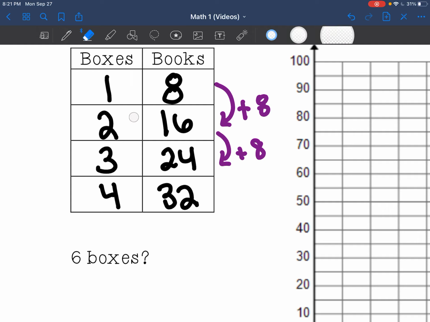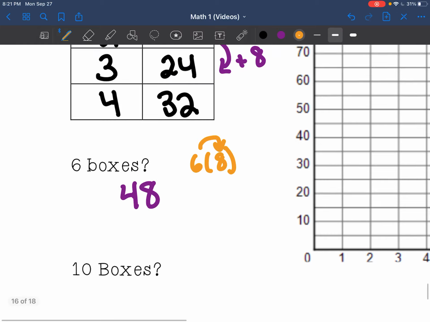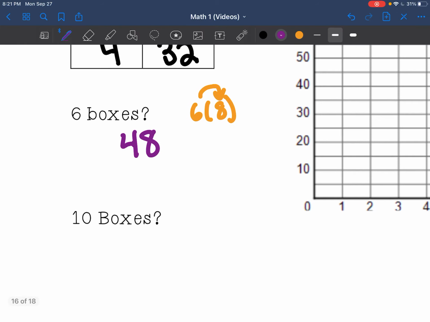The number of books lines up with the number of boxes. So if we have 6 boxes of books, that's going to give us 48. Why, Miss Robwolf? Well, think about this. 6 boxes with 8 books is 6 times 8. So 10 boxes of books is going to be 80 books because, again, we're going to have 10 boxes of 8. So 10 times 8 gives us 80.